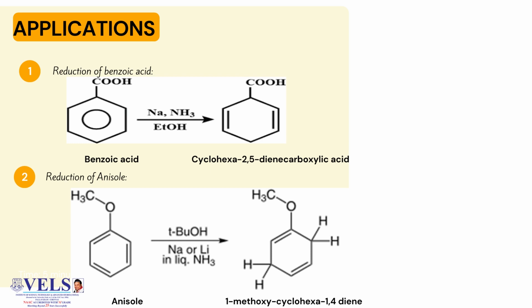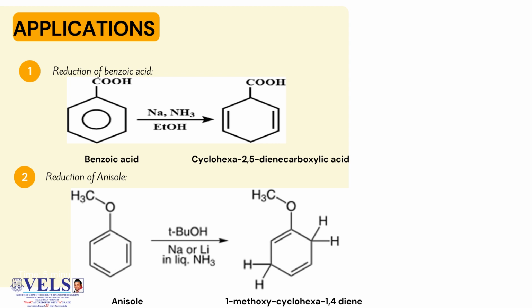These compounds generally may also undergo Birch reduction. The first example is the reduction of benzoic acid. When benzoic acid undergoes Birch reduction in the presence of the same sodium in liquid ammonia and ethanol, it will produce cyclohexa 2,5 diene carboxylic acid. The double bonds have been reshuffled, and the hydrogens are added at the second and fifth positions. Next, one more compound is the reduction of anisole.